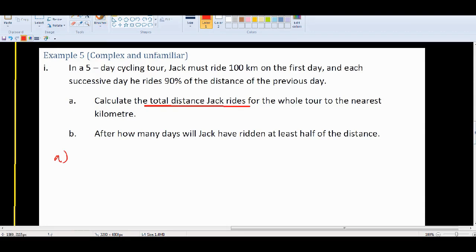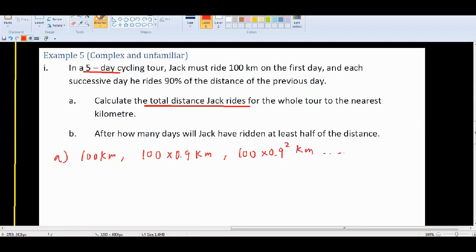The 5-day tour. So that means n equals 5. So how does the sequence look? Just think about the sequence. The first day you got 100 km. Second day 100 times 0.9, that's 90%, just easier to write. Third day should be another 0.9, but I just squared.